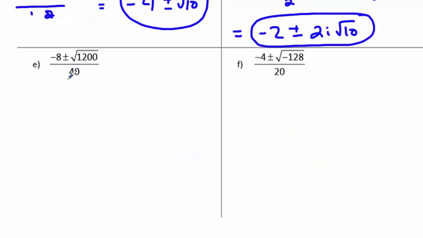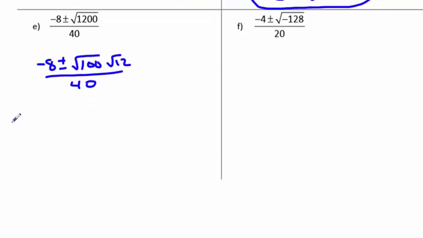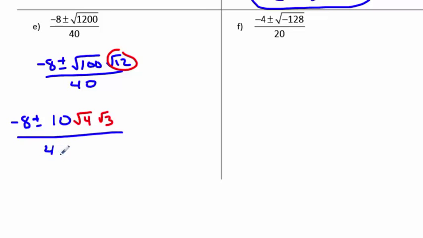In part E, we have negative 8 plus or minus the square root of 1,200. And 1,200 can be written as the square root of 100 times the square root of 12 over 40. So that gives us negative 8 plus or minus 10 times the square root of 12. But notice how when I simplified the square root, I didn't actually pull out the biggest perfect square. The square root of 12 can be broken down further into the square root of 4 times the square root of 3. If you don't happen to find the biggest perfect square, that's fine. Just break it down again until you have broken down all perfect squares.